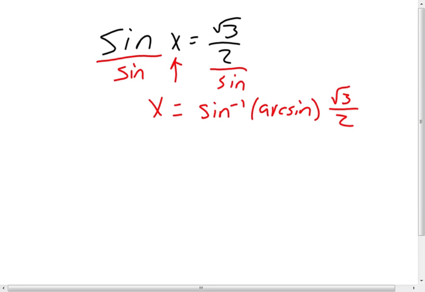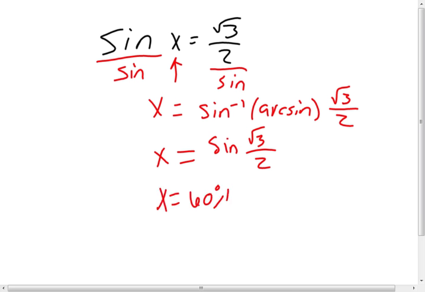And by definition, arc sine the square root of 3 over 2 is the same as sine inverse of square root of 3 over 2. So that means we have to go to our chart and look for where x, or sine, is equal to square root of 3 over 2. And there are two different possibilities, 60 degrees and 120 degrees. So x equals 60 degrees and 120 degrees, and that's your answer.